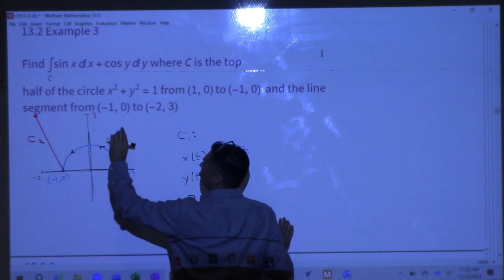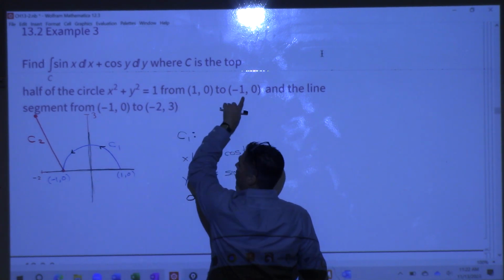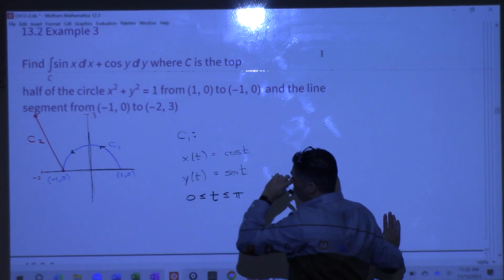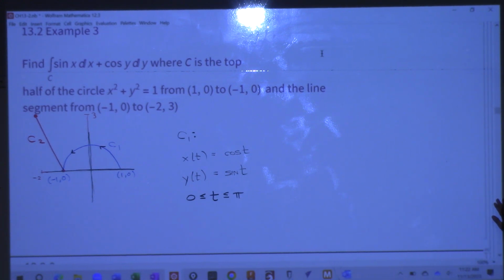That's important because they say from here to here. If it was the other way around, you'd have to adjust that. Let's talk about that after. There's a way you can reverse it.